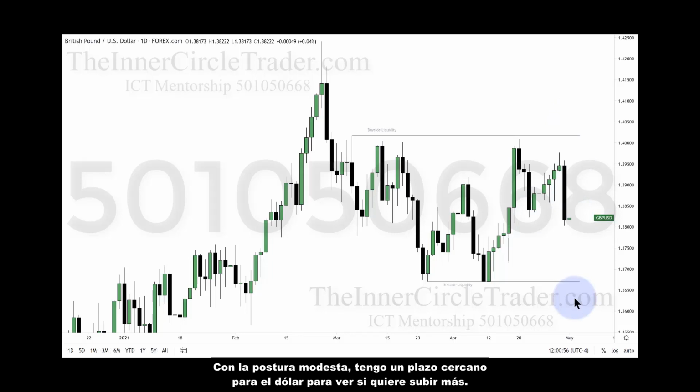With the modest stance I have near term for dollar to see if it wants to go higher into that daily fair value gap, that kind of gives me the near term confidence to guess now, because it's Sunday's opening, we don't know, but it looks like it wants to go maybe for this, and I don't know if it's going to go there. But this pair is very tricky, and you got to be careful with it.